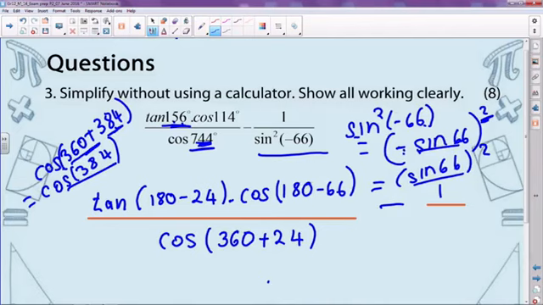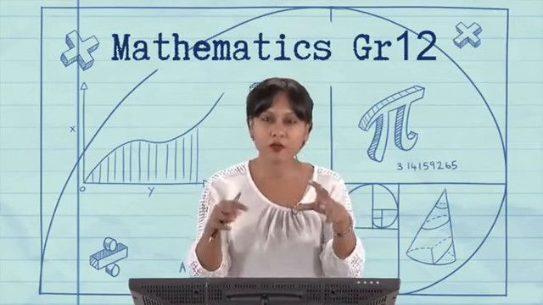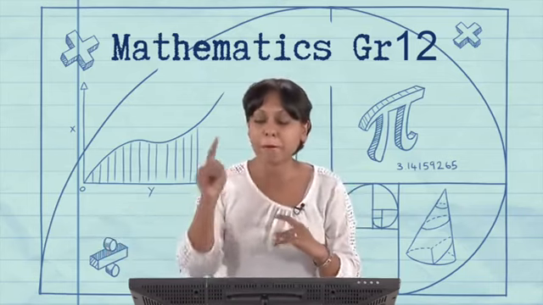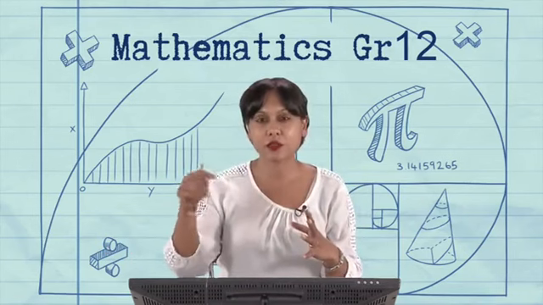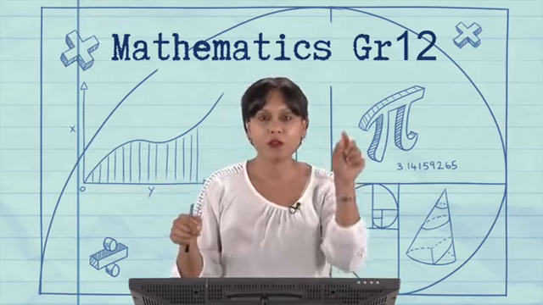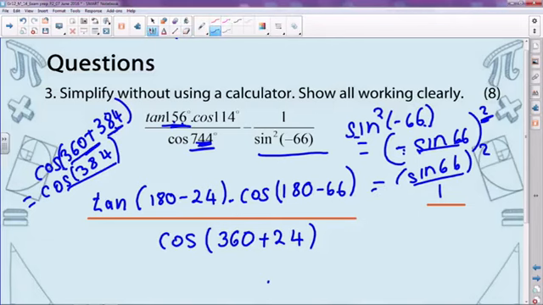So yes, if you want to, you can change this negative 66 to a positive angle and then reduce it further. Sure, go ahead, do that if you like. But just from reasoning and from logic, we can see that sine squared of negative 66 is the same as sine squared of positive 66. All right, so therefore, my denominator here is just going to be sine squared 66.